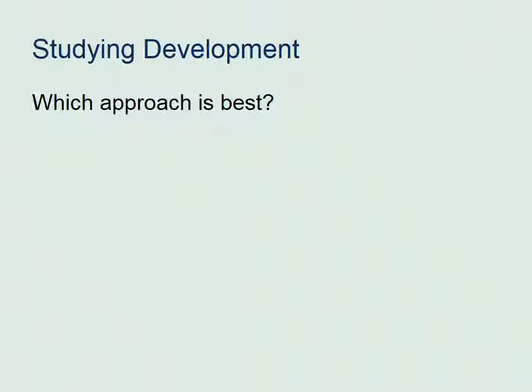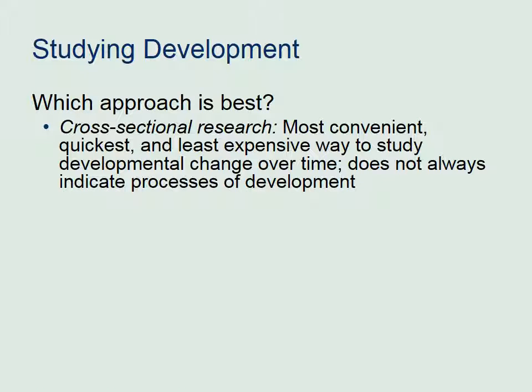Well, you're probably wondering which is best. So we have all these different types of research and we have different research methodology. Well, cross-sectional research, this is the most convenient. It is the quickest and is the least expensive way to study development. You can take a look at people at a given age and you can see what's going on with them. It is quick because you can do that relatively fast.